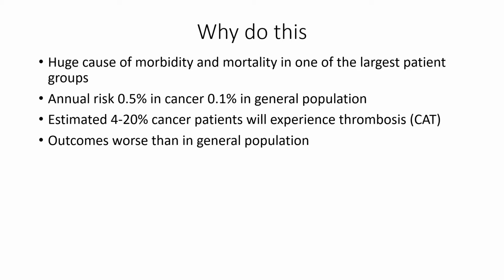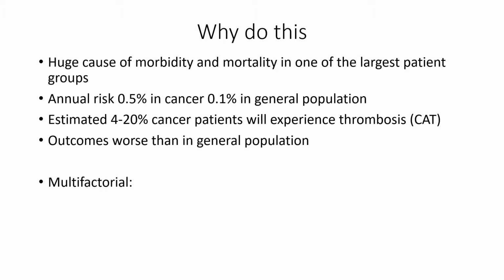So your annual risk of thrombosis in your general cancer population is 0.5%. And that's at least 5 times higher than in your general population. And throughout their course, it's estimated between 4 and 20%, depending on what study you look at, of cancer patients will experience a thrombotic event. And the outcomes of the thromboses are generally worse than in the general population for various reasons.